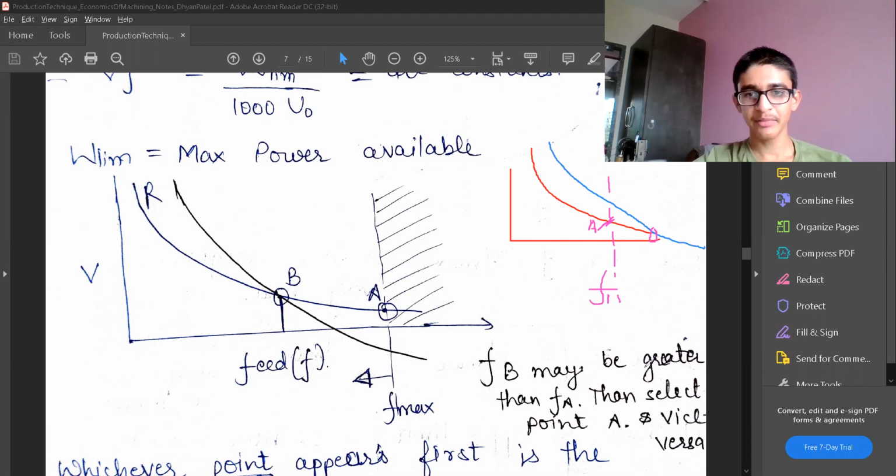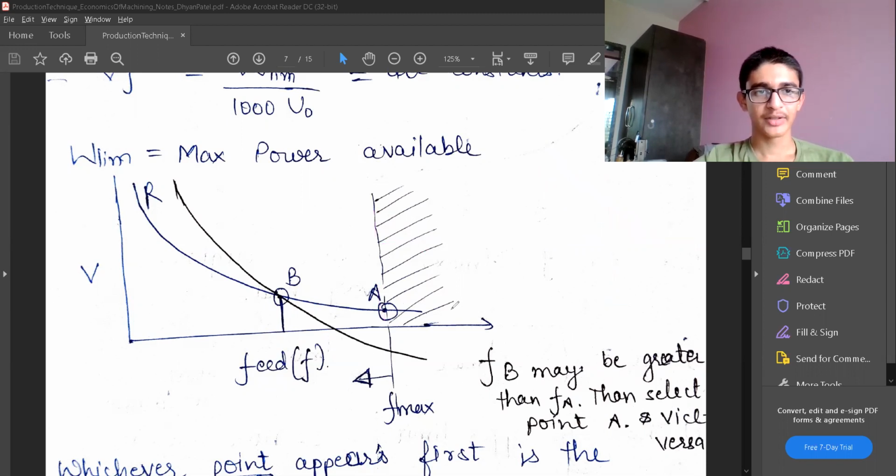So in that case, FB may be greater than FA, but then we need to select point A and vice versa. So we can choose which one is the optimal point, but we cannot move away or go farther from this maximum feed rate.